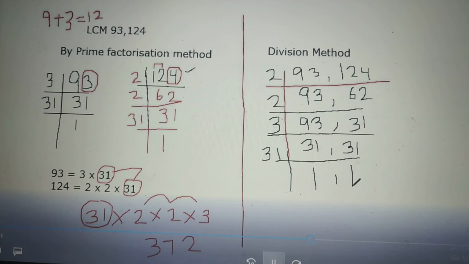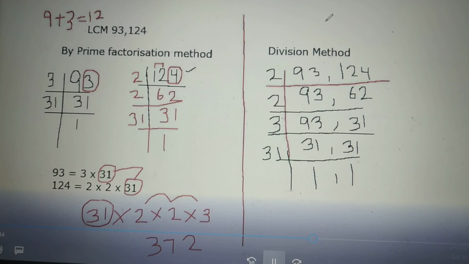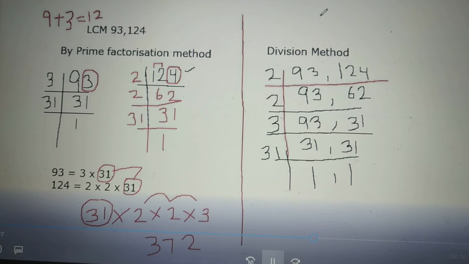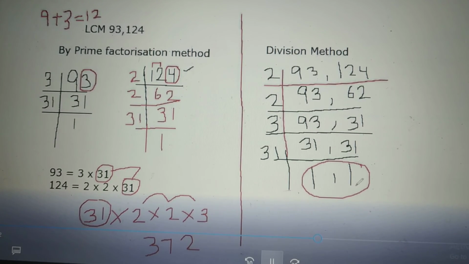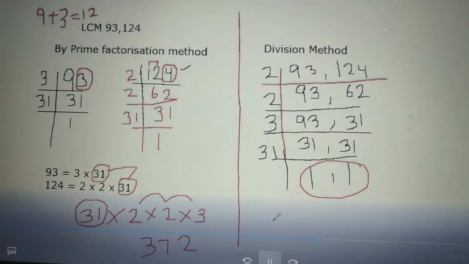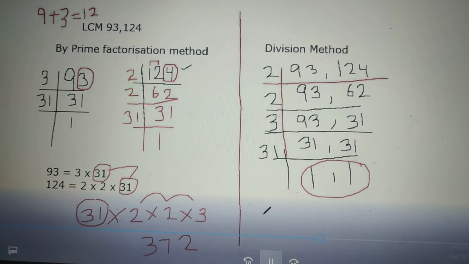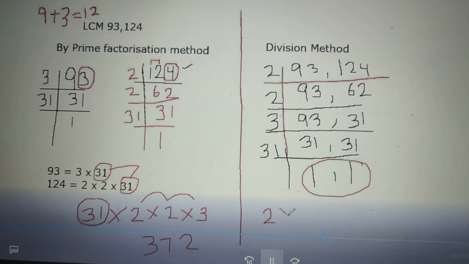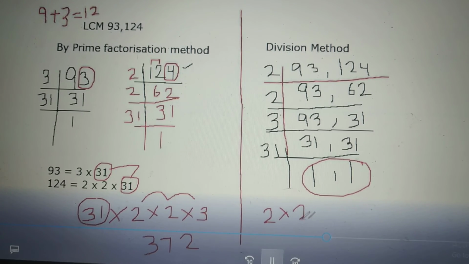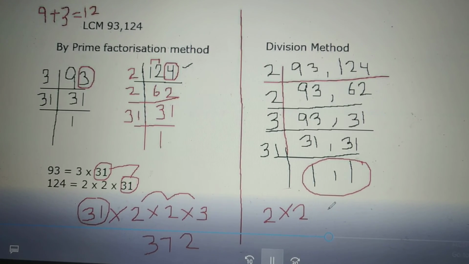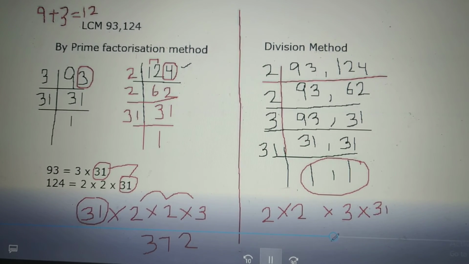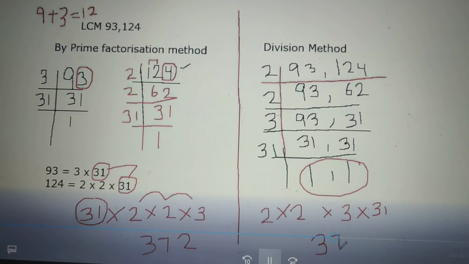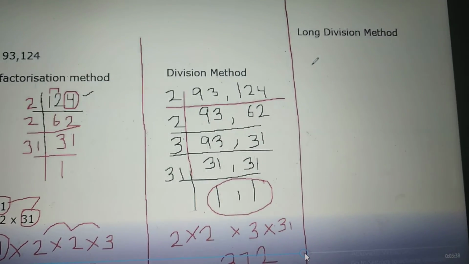At the end of the division method, we have to make all the numbers in our question 1. We have to complete it by putting 1 at the end. So now my LCM is completed by the division method. I will make out the factors: 2 multiply 2 multiply 3 multiply 31. If I solve it, I get the answer 372, which earlier I was also getting. So by whatever method I do, I will get the same answer, no worries.